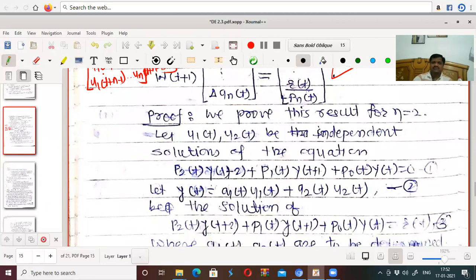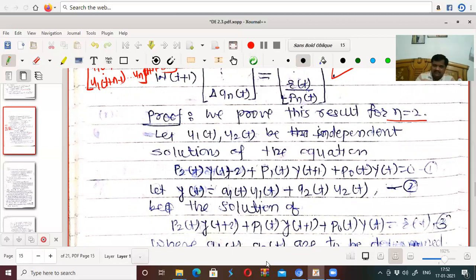Now we will prove this result for n equal to 2, that is, for second order linear equations with variable coefficients. First of all, we will prove that the result holds for second order difference equations, and then we can induct it for nth order. So whatever results are true for second order, the same results will be there for nth order.